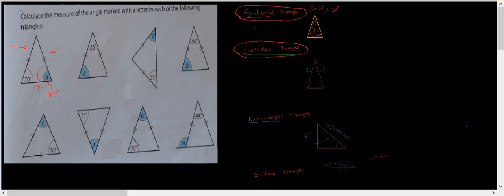That's your first one. If we have a look at the second one, again it's the same type of triangle. So this side and this side are equal to each other. We know that, so these two angles are also equal to each other as well. Let's just work with this one over here.